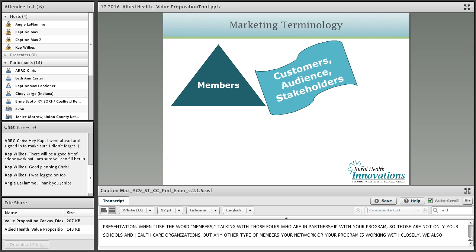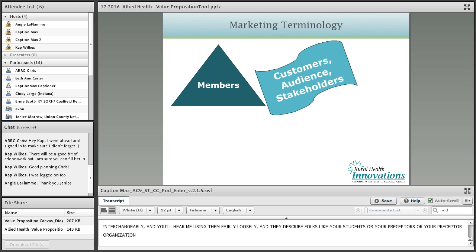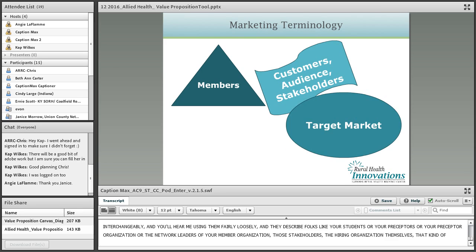We also use the words customer, audience, or stakeholders. These are the folks that are participating to some degree with your program. They are often used interchangeably, and you'll hear me using them fairly loosely. They describe folks like your students or your preceptors or your preceptor organizations or the network leaders of your member organizations, those stakeholders, the hiring organizations themselves, that kind of thing.